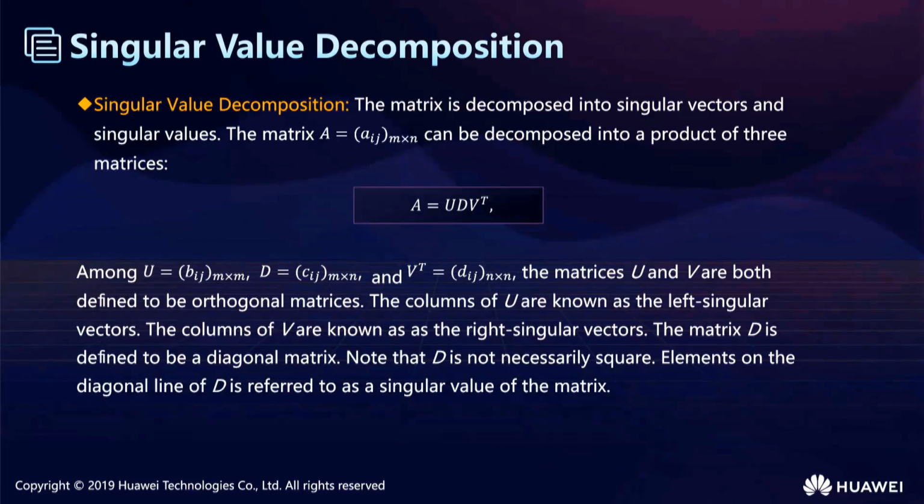Here is the singular value decomposition. It means that the matrix is decomposed into singular vectors and singular values, with a formula like that. We can use these three matrices to represent A. The matrices U and V are both defined to be orthogonal matrices. The columns of U are known as the left singular vectors. The columns of V are known as the right singular vectors. The matrix D is defined to be a diagonal matrix. Note that D is not necessarily square, and the elements on the diagonal of D are referred to as the singular values of the matrix.